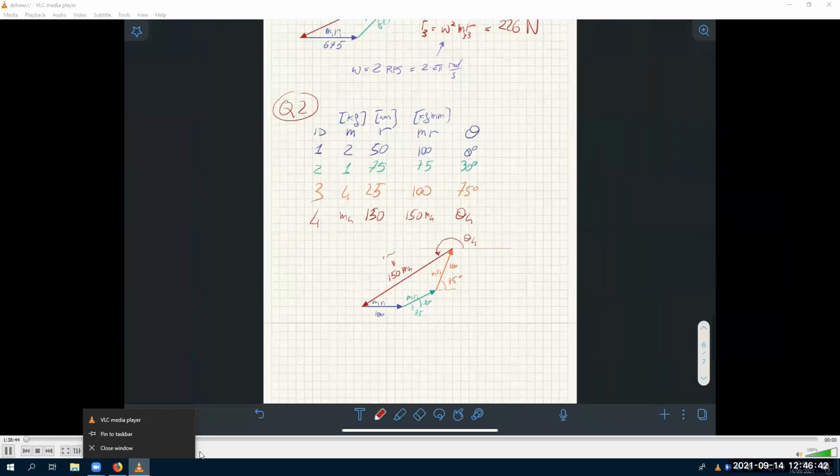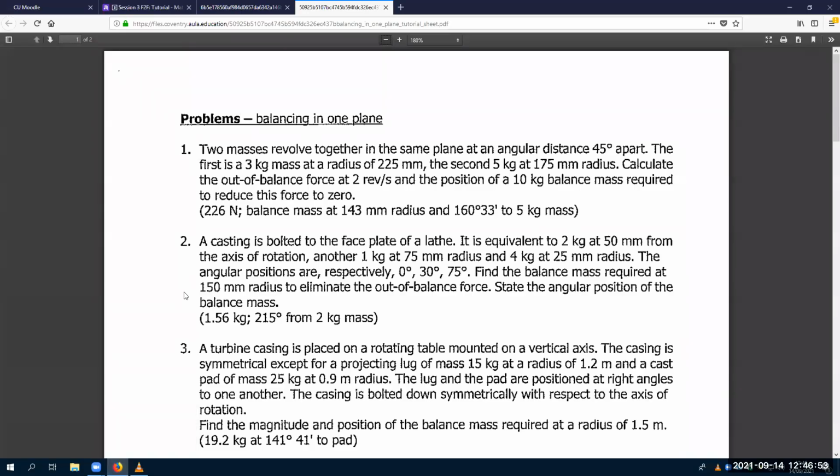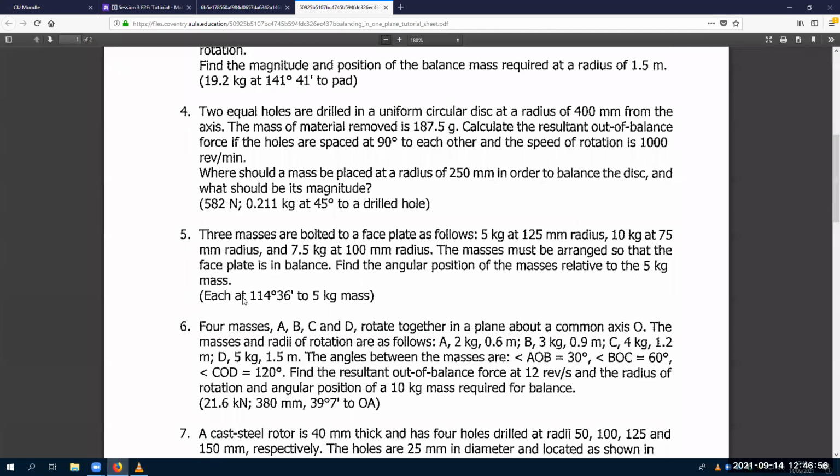All right, let's do question 5. I'm not solving question 5, but I want to start it, so you have a place to start. We have 3 masses bolted to a faceplate: 5 kilograms at 125, 10 kilograms at 75, 7.5 at 100 millimeters. These masses must be arranged so that the faceplate is in balance. See, now this is different. You don't have a 4th mass. You must place these masses so that everything is balanced. Okay, so how do you do that? You just have to arrange them so that they form a triangle.